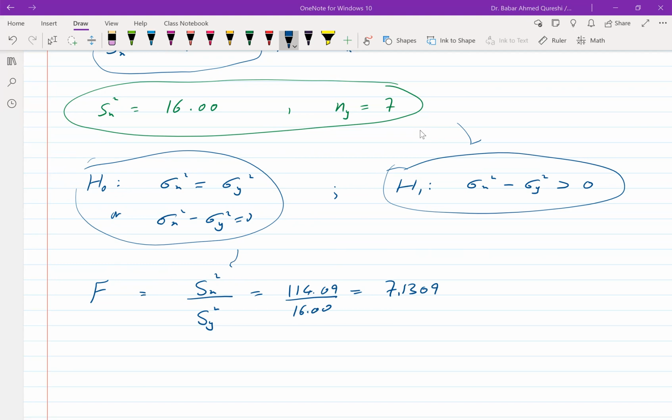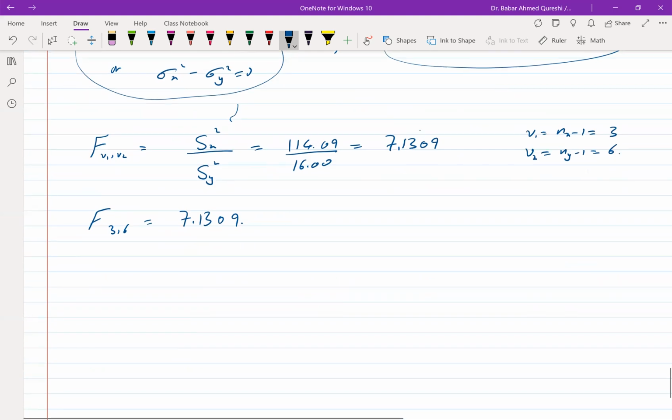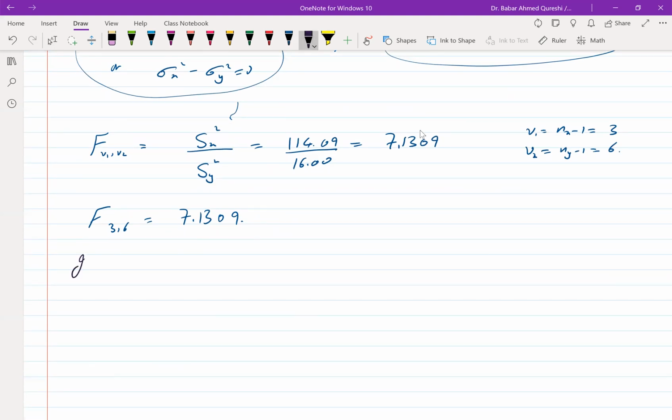Now, this F variable has to have some degrees of freedom. And what are those? Because nx is 4, this is 3, and since ny is 7, this is 6. So I'm looking at the F(3,6) variable, and its value I have got is 7.1309. Now the question is, can H0 be rejected at alpha equal to 0.05 confidence level?